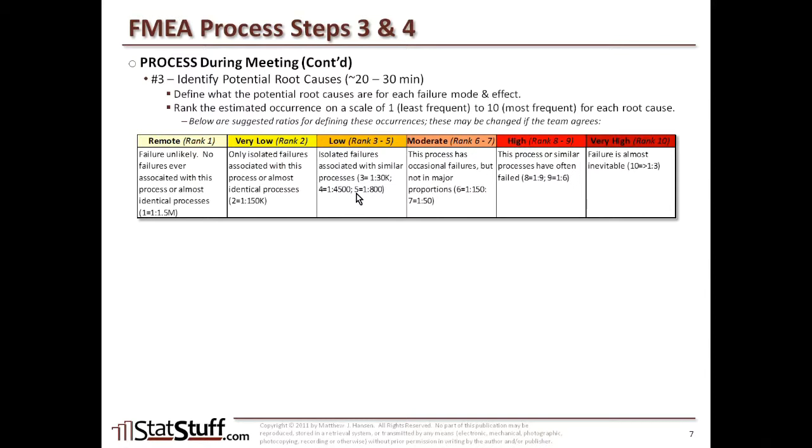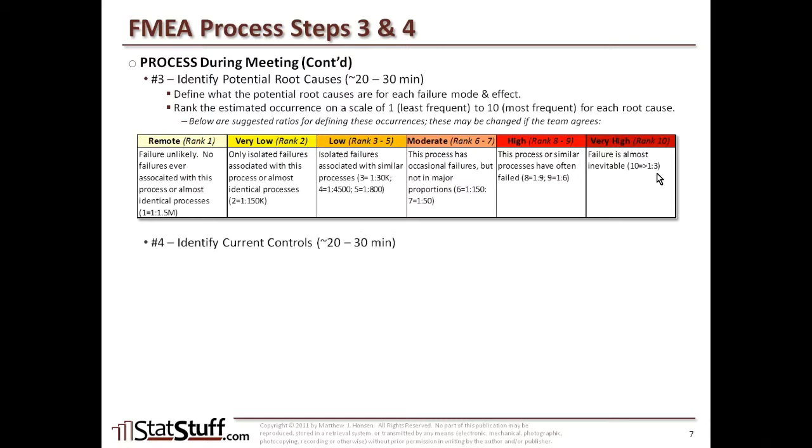For what we're calling moderate, from a ranking of 6 to 7, this process has occasional failures, but not in major proportions. And then for a ranking of high, between 8 and 9, this is where the process or similar processes have often failed. And then for what we're calling very high, at a ranking of 10, this is where failure is almost inevitable. That is, we're giving a ranking of 10 where maybe 1 in 3 or even less than 3 have this occurrence happen.